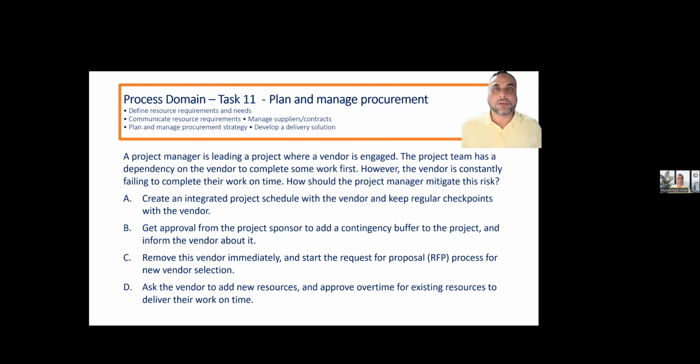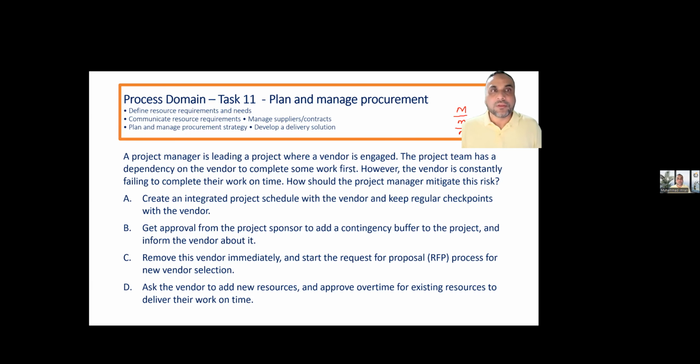Today we have task 11 of the process domain, which is plan and manage procurement. One more important part of the project, because we think that procurement is only about purchasing or buying things for the project. But when I say things, it includes men, material, and machines. It goes for all of them. So procurement is about acquiring the resources which will be required for the project.